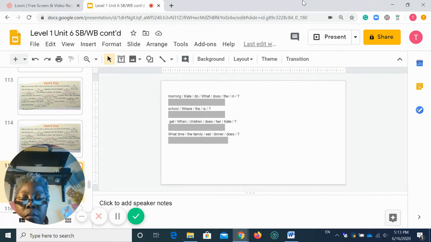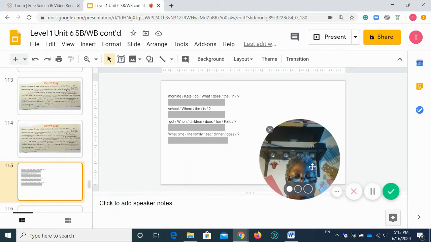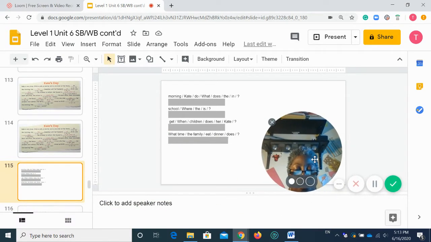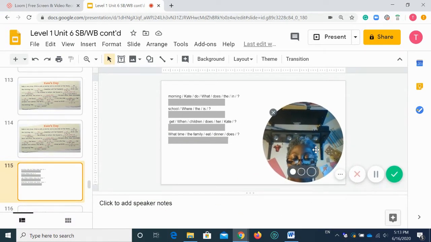Okay, so we are now on page, I believe it's 83, or let's see. No, we're at the bottom of page 82. Let's go ahead and move me on over here for now. So let's go ahead and get started.